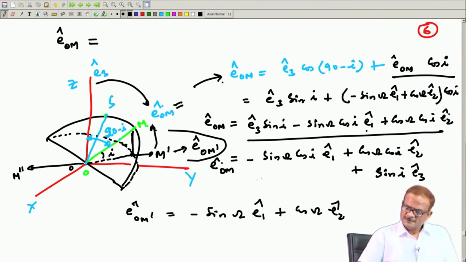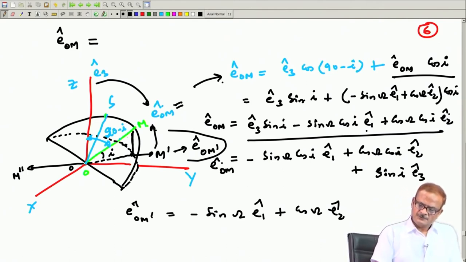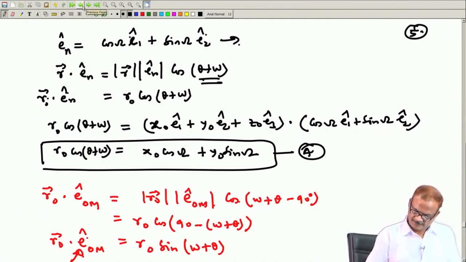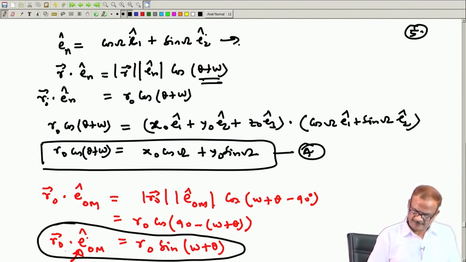So, once we have got this, it now becomes easy to work out our problem. What we are doing is using the equation we have written. You see that on the left hand side R 0 is already known, and this is also known now.